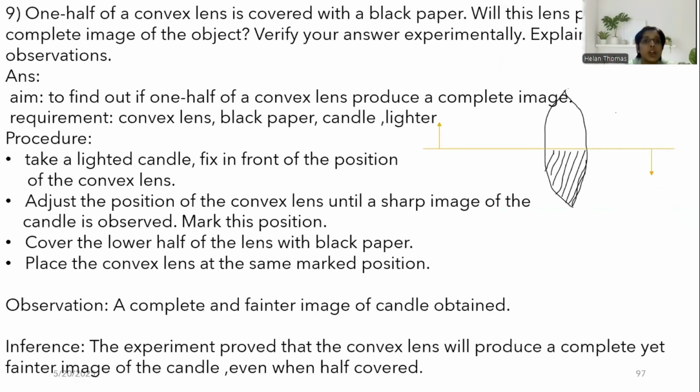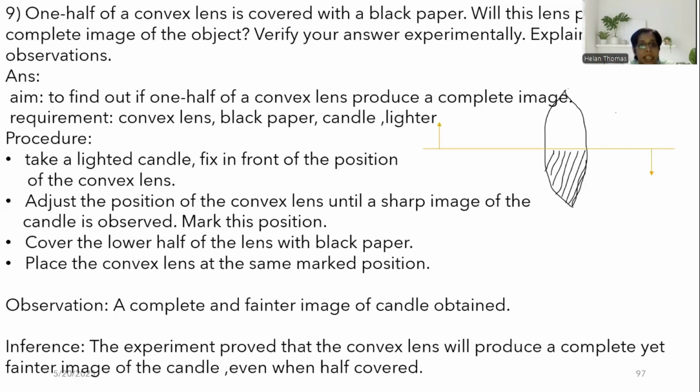One half of a convex lens is covered with black paper. Will this lens produce a complete image of the object? Verify your answer experimentally. Explain your observation. And now you have to show the experiment. So how do you write? It is your choice. If you have time in your hand, you can write your aim, requirement, all that. If not, you can go only with the procedure.